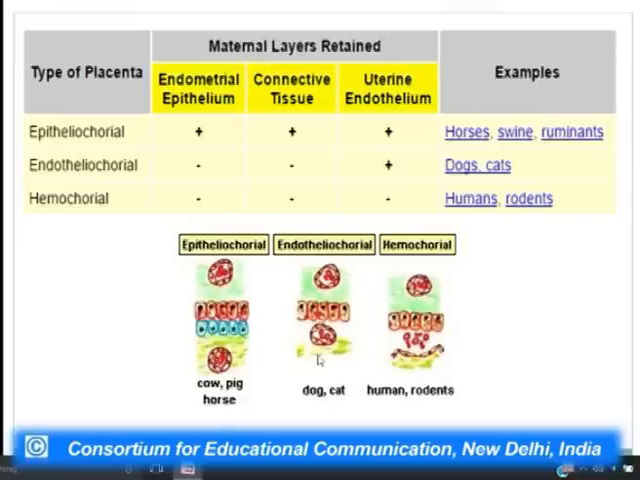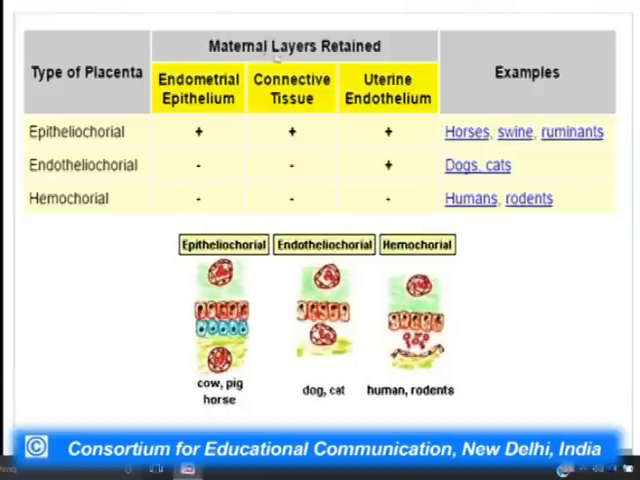Then there is a hemochorial placenta. In hemochorial placenta, the uterine endothelium also breaks down, and that is when the fetal tissue is actually bathing in the maternal blood, and this is present in humans and rodents. So when parturition takes place and the fetal tissue comes out, there is bleeding, or a shedding of the endometrial wall, and therefore blood also comes out, because there are ruptured vessels.